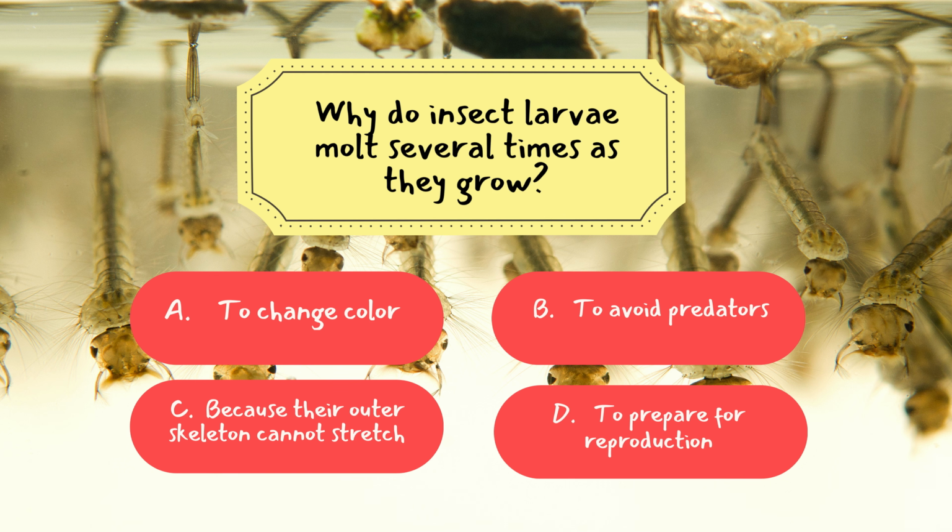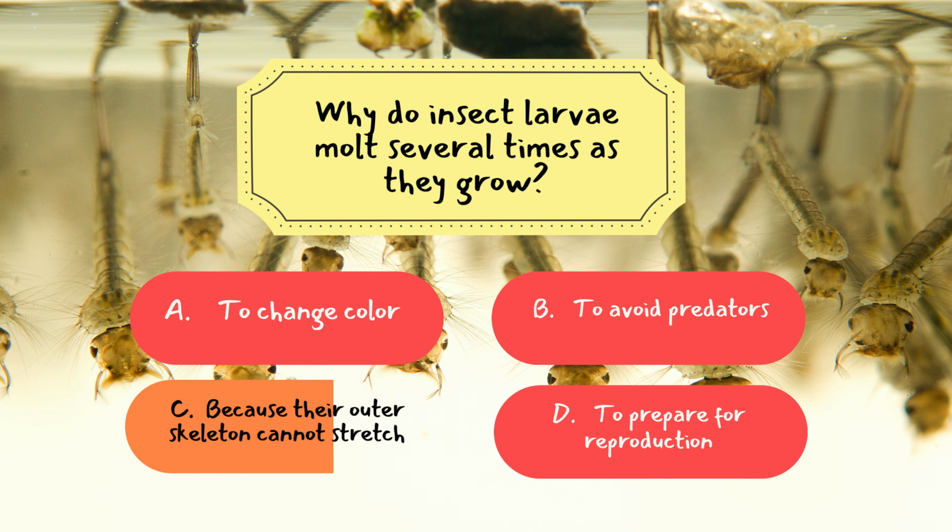Correct. Answer C. Because their outer skeleton cannot stretch. Insects have a hard outer covering called an exoskeleton. While this protects them, it also limits growth. As a larva increases in size, the exoskeleton becomes too tight.